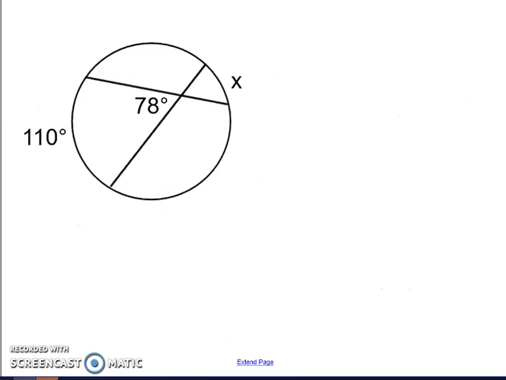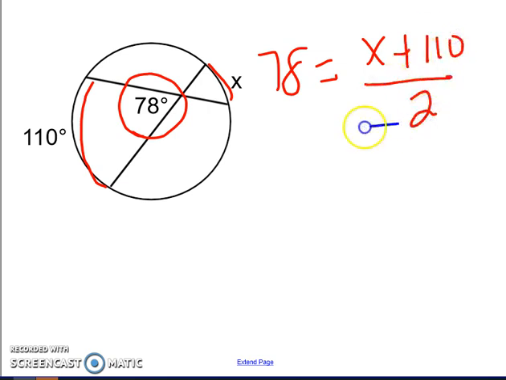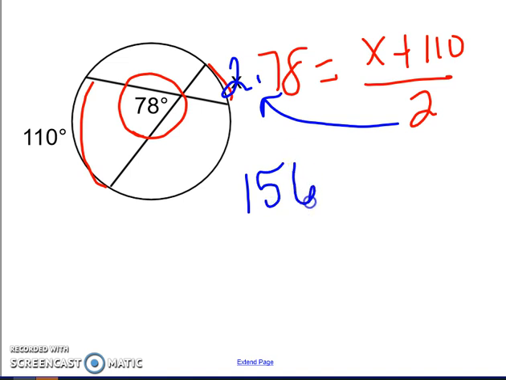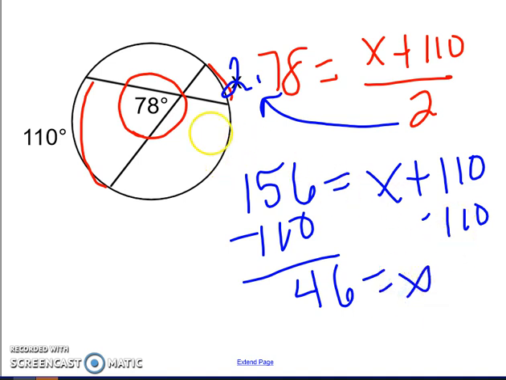All right, last one like that. Plug your information in, pause your video, and then turn it back on to check. So I have my angle, my angle is 78. It equals my arc plus my arc divided by 2. Pop our 2 over here. So 2 times 78 is 156, and x plus 110. Subtract my 110, and I get 46 degrees for x. And my angle is in between my 46 and my 110.